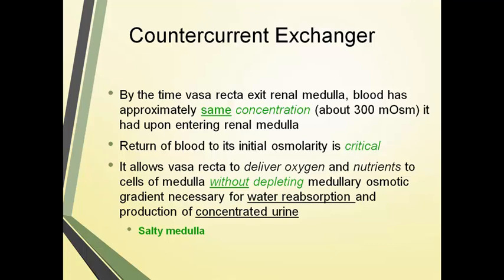So this is allowing the blood to return to its initial osmolarity, and that's a critical thing again, because osmolarity is going to determine blood volume and blood pressure. So it allows the vasa recta to deliver the oxygen and nutrients to the cells of the medulla without depleting that osmotic gradient that exists within the medulla. But this is necessary so that we can reabsorb the water that is needed for homeostasis and to produce concentrated urine. So it's on the back of the vasa recta and the juxtamedullary nephrons to keep the medulla salty.